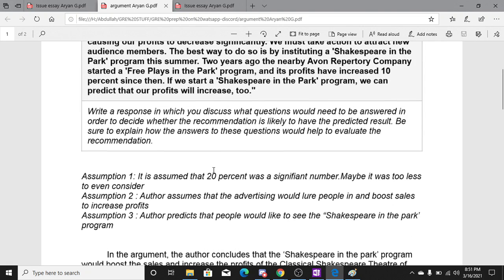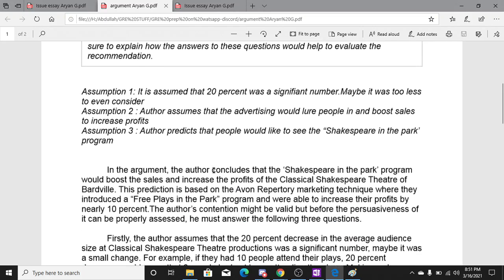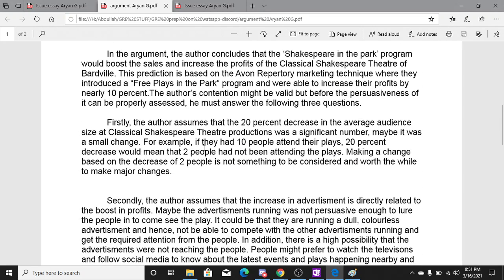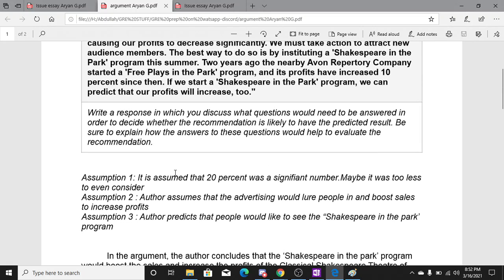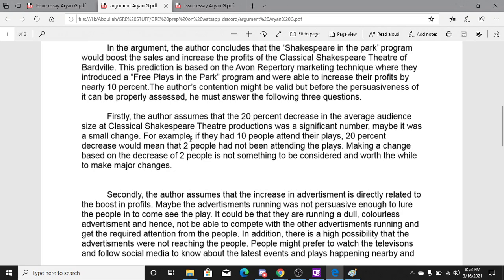If only it would have been more aligned with the, you can say, the prompt, the given instruction, it would have been awesome. It says, for example, if they had 10 people attend their plays, again, he's saying the same thing. Good. 20% decrease would only mean that 2 people had not attended the play. Making a change based on a decrease of 2 people is not something to be considered and worth the while to make major changes. Has he come up with explanation how to explain the answers? I think he has. Yeah. Okay. So this is a pretty good one. A pretty good body paragraph.